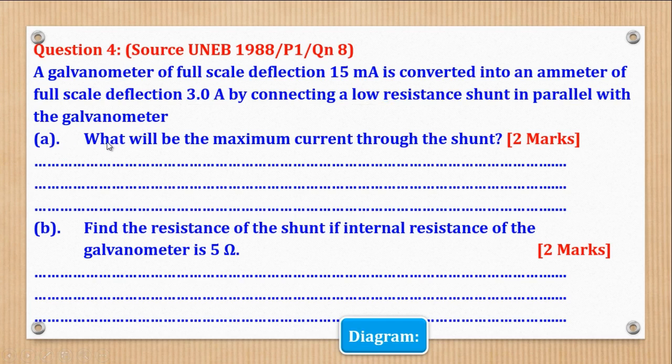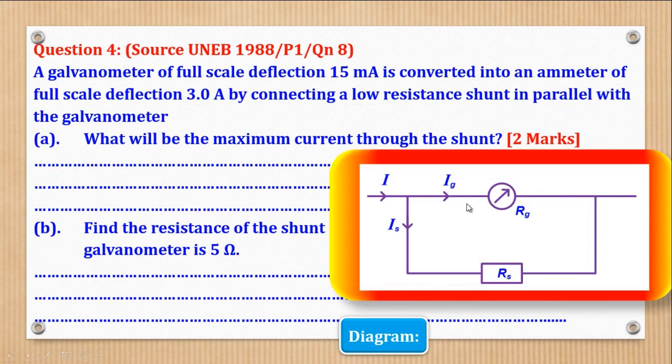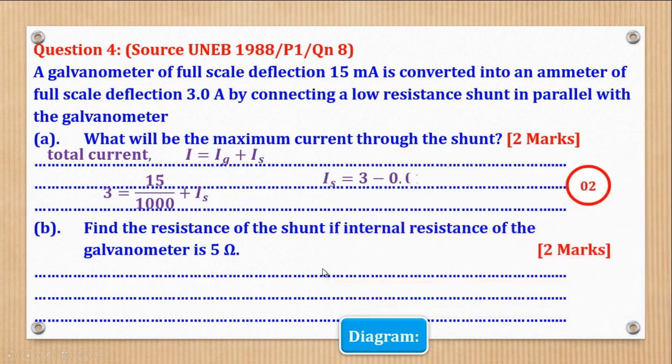So part A says that what will be the maximum current through the shunt. Remember the diagram is in this form, therefore we shall come and say that the total current is equal to Ig plus Is, and when I substitute I'll be able to come up with my Is being equal to 2.985 amperes. So basically that's what they wanted in this part, and marks will be awarded in that way for you to get those 2 marks. Now we shall go to part B.